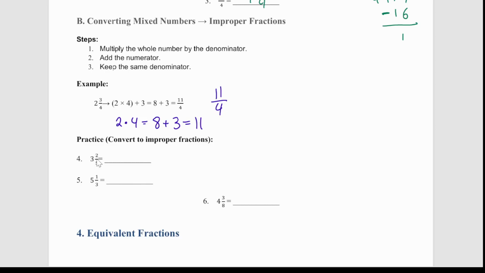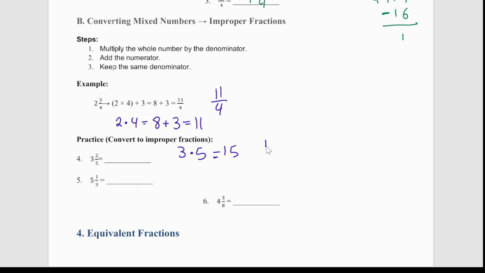So let's take another example of this. So for 3 2/5, here I'm going to multiply the 3 times the 5 to figure out that basically 3 wholes is the same thing as 15/5. That's really what I'm saying when I'm doing that. So I'm figuring out, okay, the whole number 3, that's the same thing as 15/5.